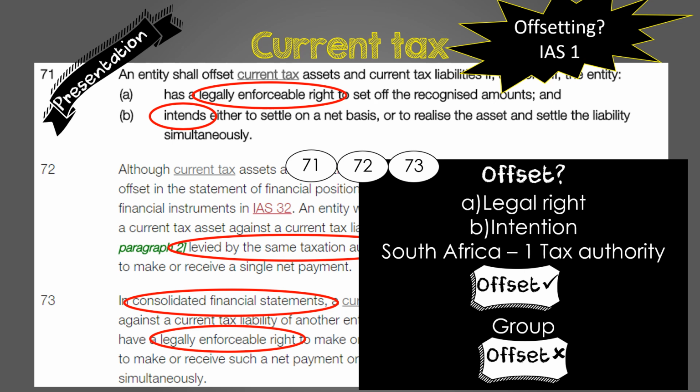So in South Africa, because we have only one tax authority, if we're looking at the financial records of one entity, then we can offset this debit and the credit if it's for the same tax authority. However, in a group situation, even though it's the same tax authority, we will not have that legally enforceable right because we are dealing with different entities, different taxpayers.